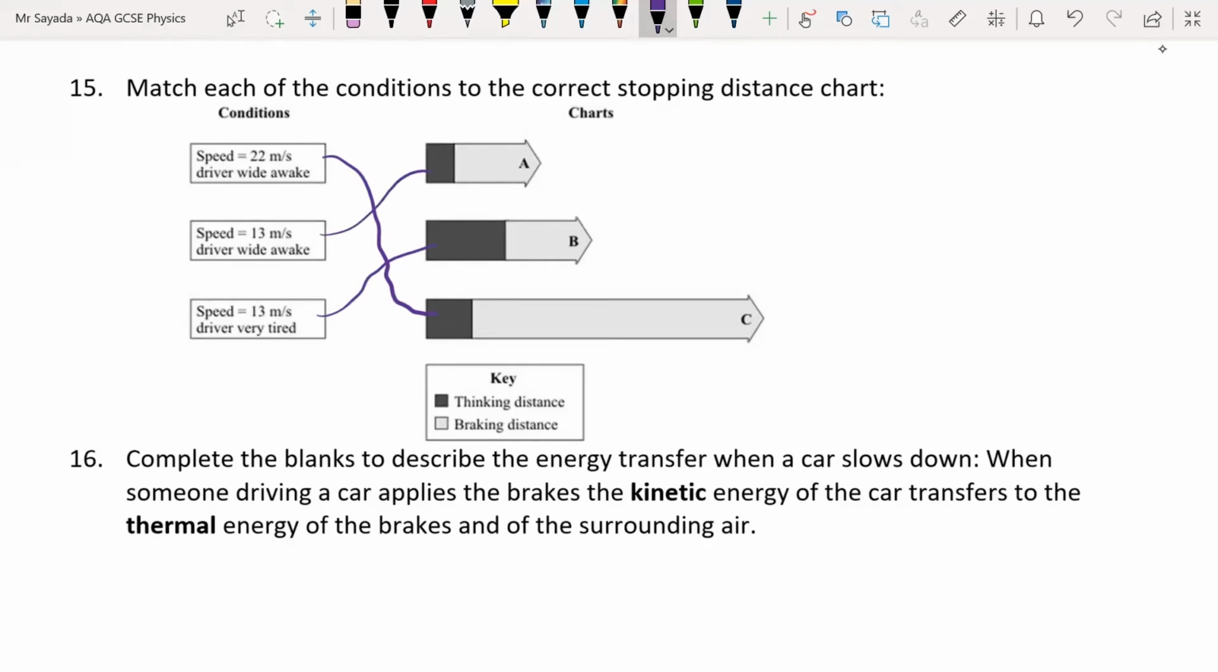So please mark your answers to question 15 and 16. Pause the video while you do that. Press play once you've done that. You should have now marked these questions.